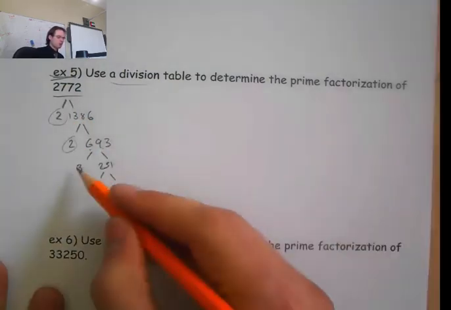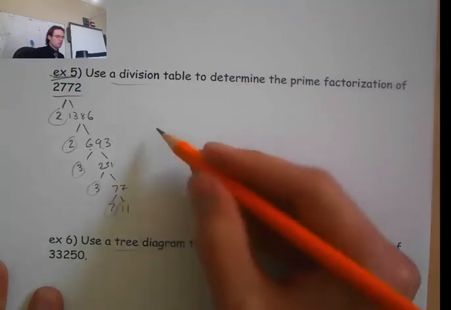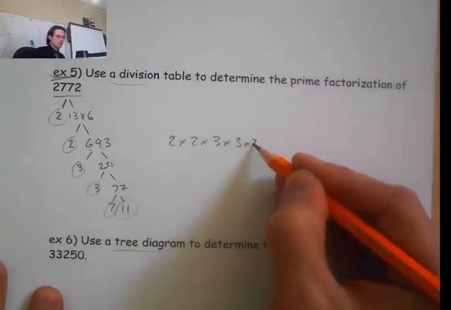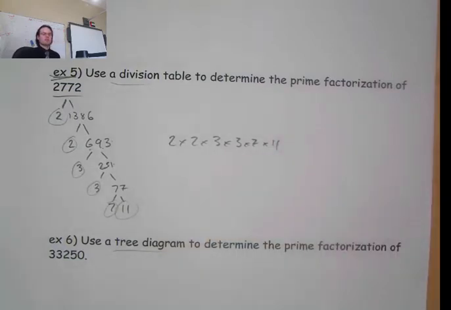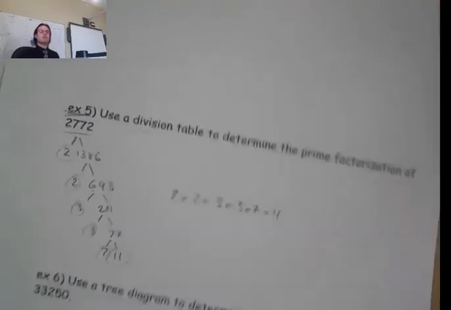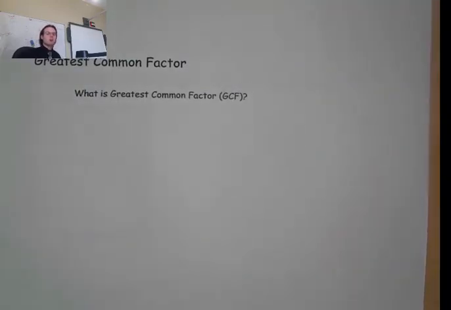These are my primes. So what is this equal to? 2 multiplied by 2, multiplied by 3, multiplied by 3, multiplied by 7, multiplied by 11. Just our primes. We're good to go. That's how we use the tree diagram, and I'm going to be using it throughout this lesson to help us solve some questions.